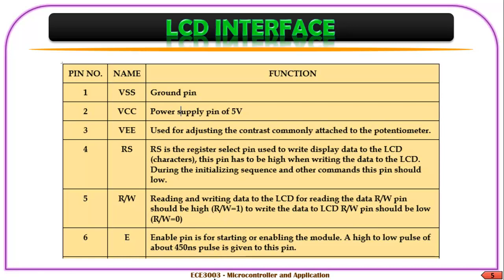So the three important pins which we'll be focusing on for programming our LCD are RS, RW, E. RS equal to 0 means you're sending the command. RS equal to 1 means you're sending the data. R/W equal to 0 means you're writing data onto the LCD. R/W equal to 1 means that you're reading the data from the LCD. E is an enable signal. You have to use the signal whenever you want to enable the module. For enabling this, you must send a high to low pulse with about 450 nanoseconds delay. This is the set of 6 pins and their functionalities in LCD.